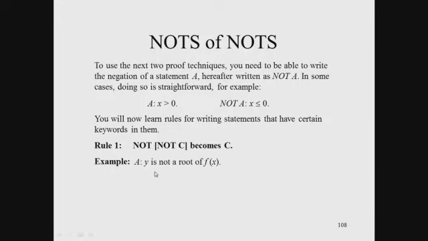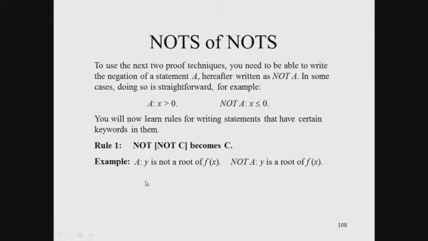Unfortunately, it's not always that easy to write the negation of a statement. So now what we're going to do is learn how to take the negation of statements that contain certain keywords. So for example, if the statement that you're trying to take the negation of already contains the word not in it, the not of that statement simply becomes the original statement C. So for example, if A is the statement y is not a root of f of x, what does it mean to say that that is not true? Then y is a root of f of x. And this not here cancels that not there.